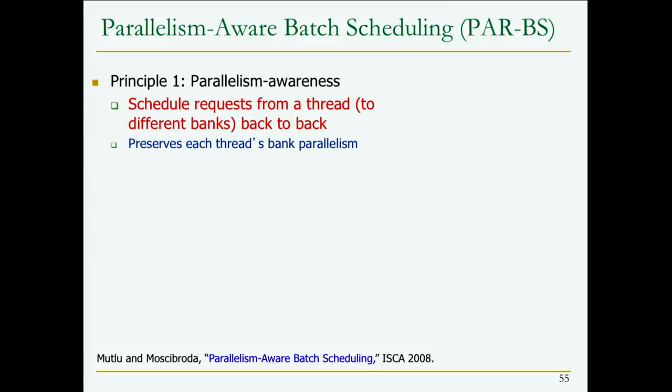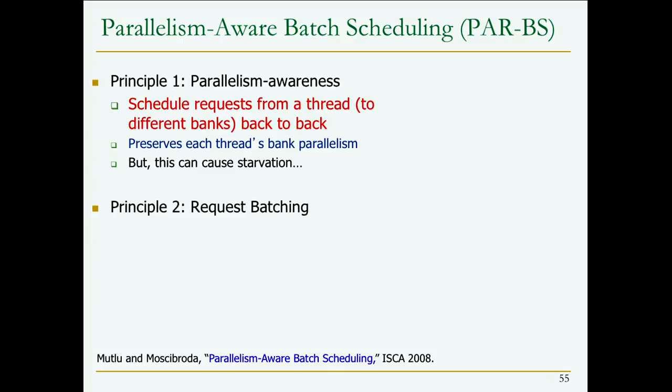The first principle I've already shown you, basically. It's called parallelism awareness. The idea is to schedule requests from a thread that go to different banks back to back. So if you pick this thread to schedule, keep scheduling its requests back to back to different banks, such that you can maximize the bank level parallelism of that thread. Now, the problem with this is if you employ only this principle, this can cause starvation, because it might happen that the thread that you picked is a very aggressive thread. It has lots of requests. And when you actually schedule its requests, it quickly generates new requests from the core. As a result, it may actually deny service to other threads.